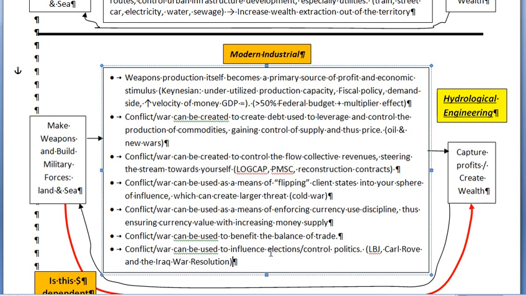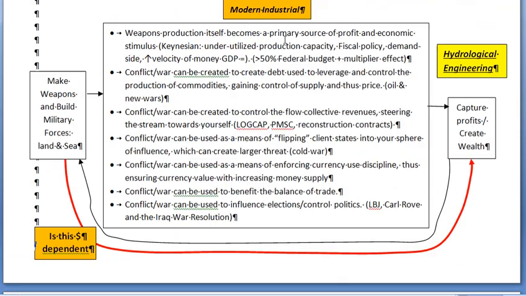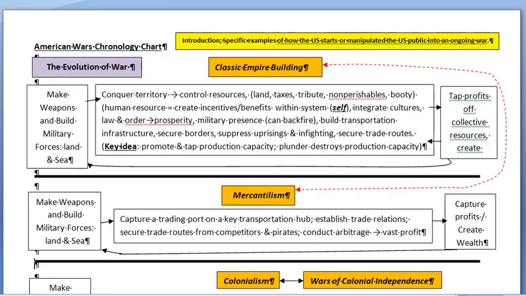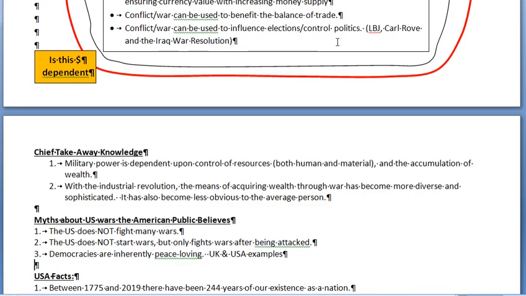All right, so all this stuff here is not actual specific historical examples. This is just general statements on the evolution. I will give you those general statements, right? But that's one lesson at a time.